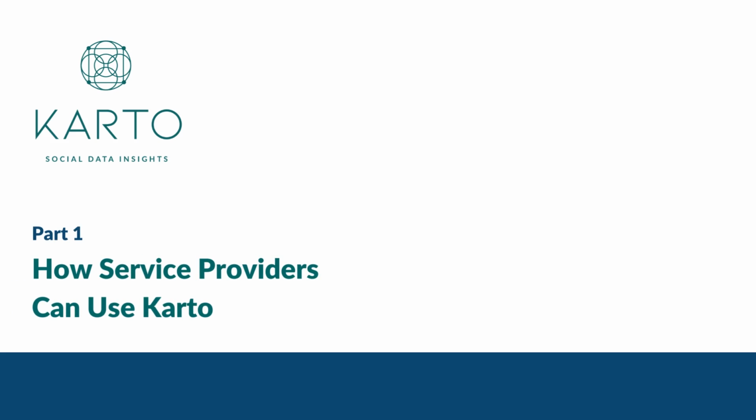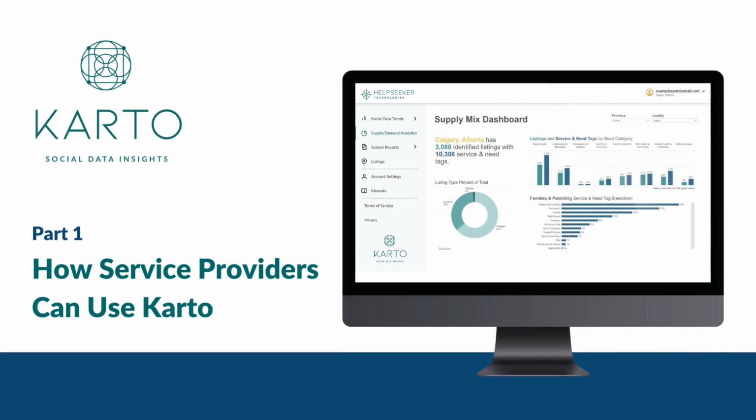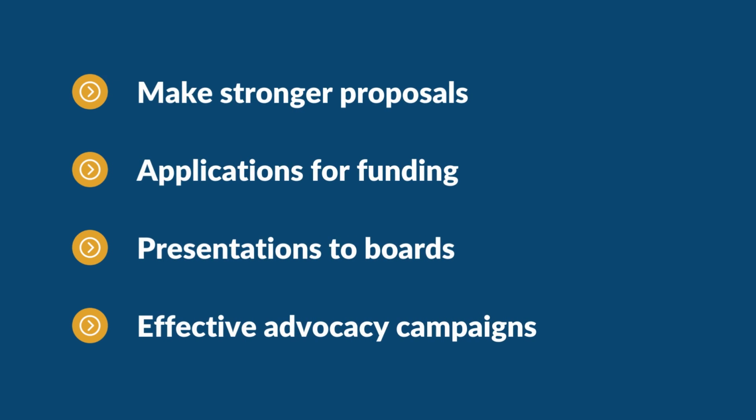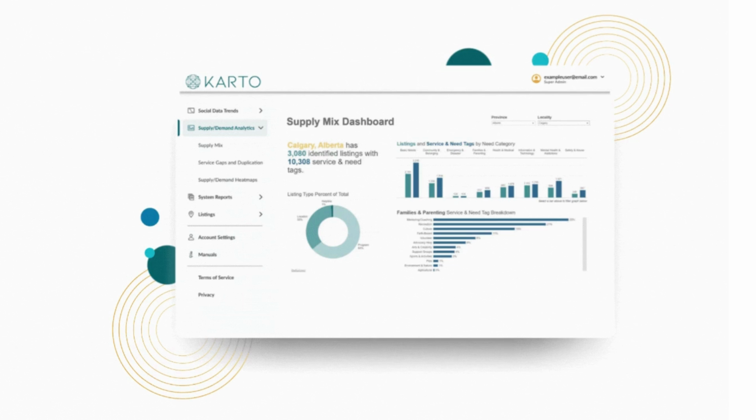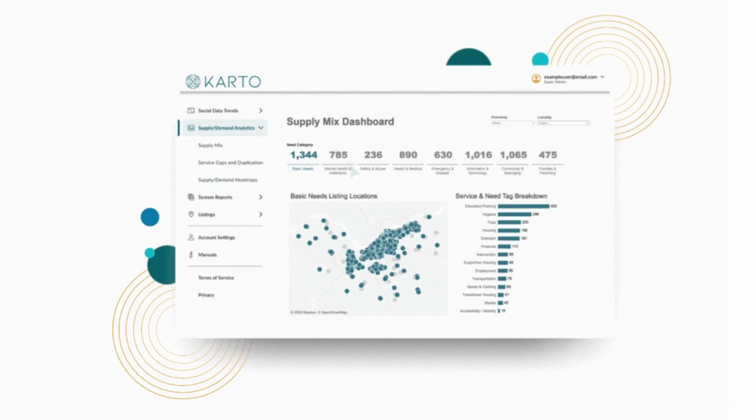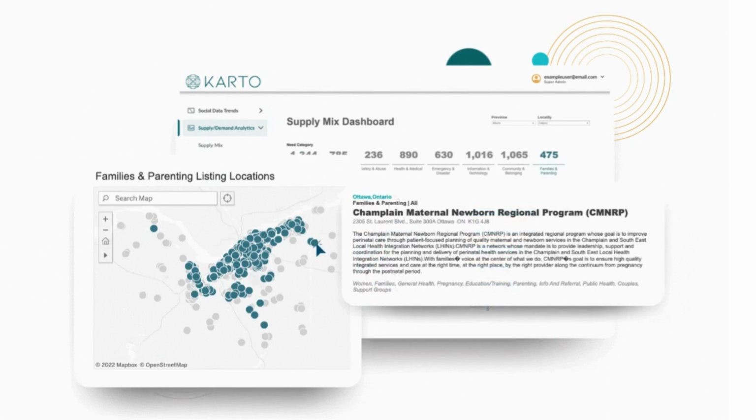This is part one of a four-part series where I'll walk you through how service provider organizations can use Karto, our newly launched data platform, to make stronger proposals, applications for funding, presentations to board, and create effective advocacy campaigns. In this demo, I'm going to demonstrate how Karto can be used for funding advocacy when making the case for a new type of service in your community.